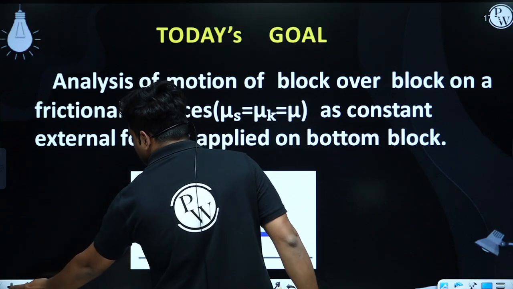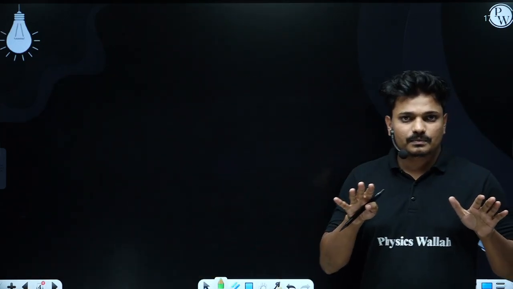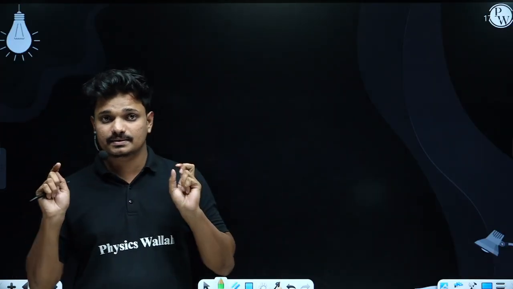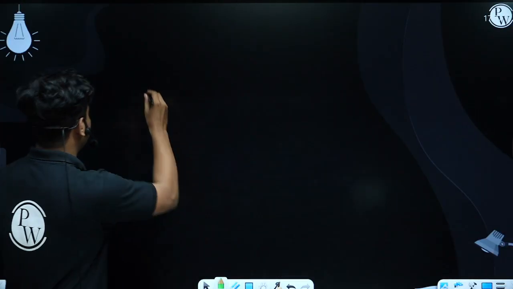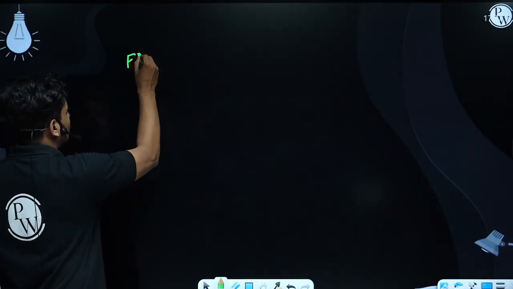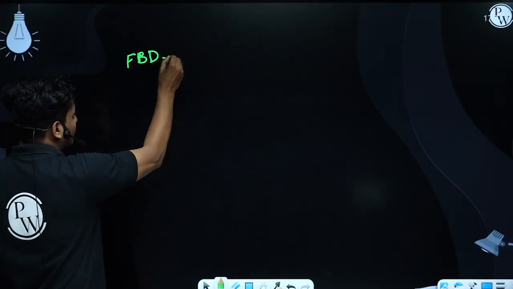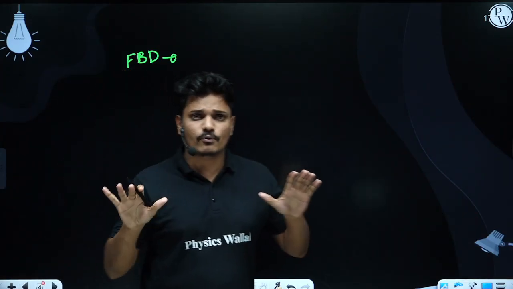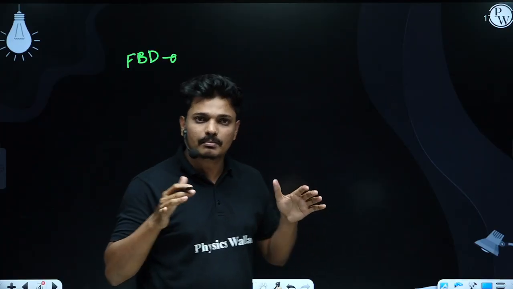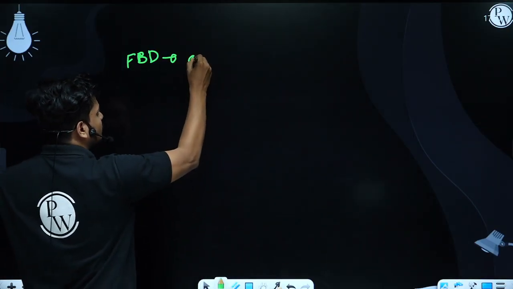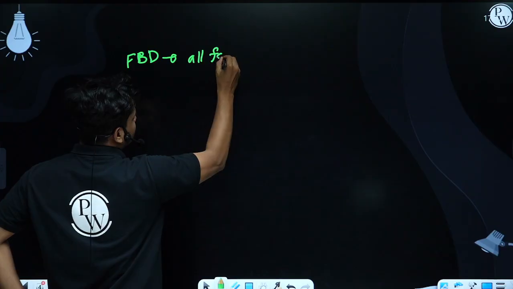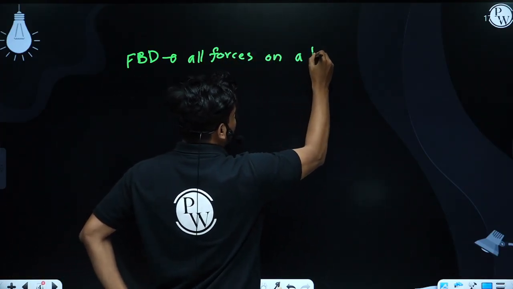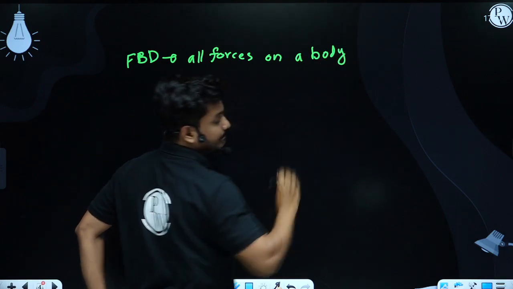Before going to the theory, first you must remember two things. First thing is about the free body diagram. So how to draw the free body diagram? That means just to draw all forces acting on that body. Okay, that is the free body diagram on a body.